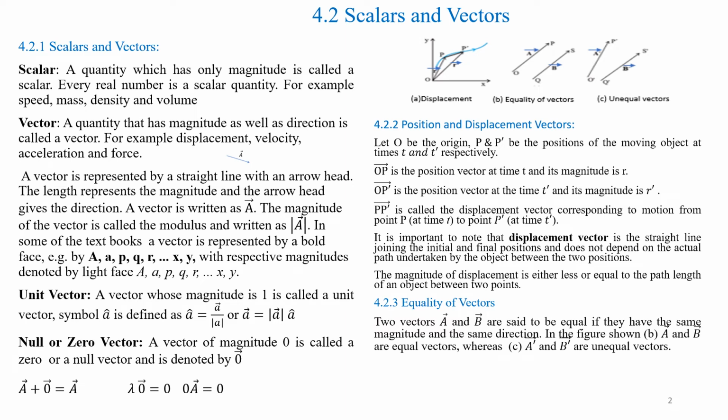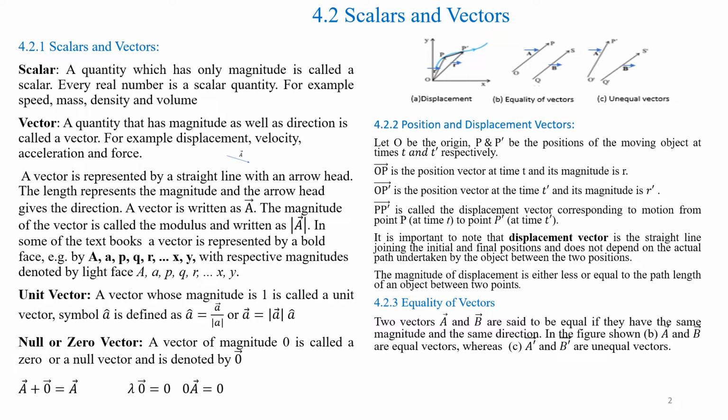Please see figure B. Here, two vectors A and B are shown. Vector A is OP and vector B is QS. Both are parallel to one another and their magnitudes are also equal. So A and B are called equal vectors because they have the same direction, parallel to each other. Hence they are equal vectors.